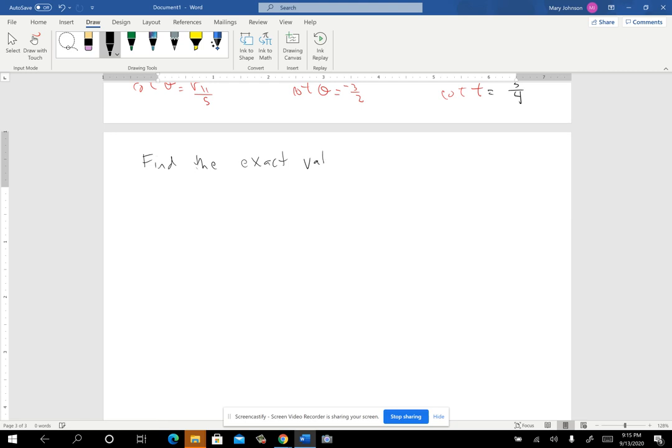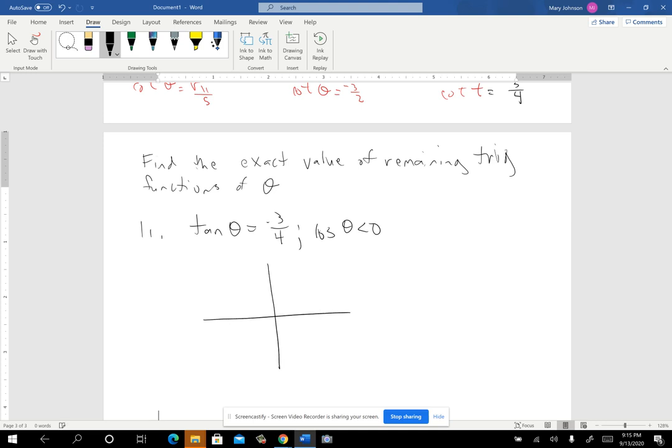Find the exact values of the remaining trig functions of theta, okay? So it's kind of interesting. It gives you tangent of theta on number 11 is -3/4, and then it tells you that the cosine of theta is less than 0. Okay, that information is primarily, to start with, trying to tell you what quadrant you should be in.